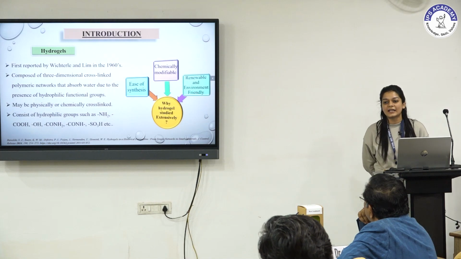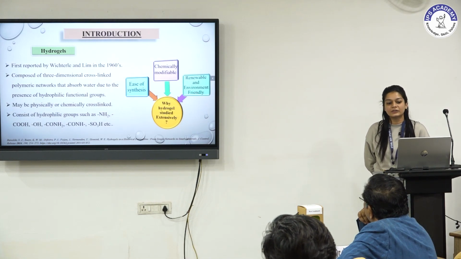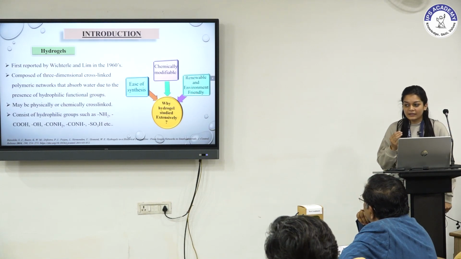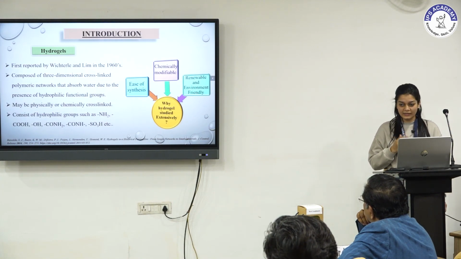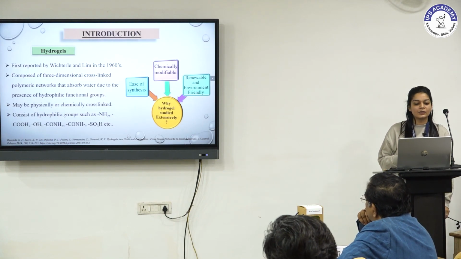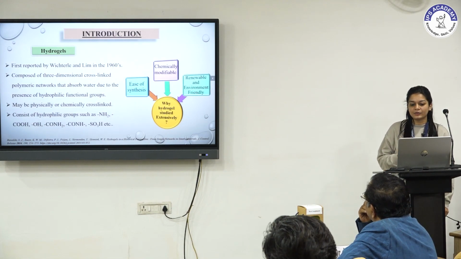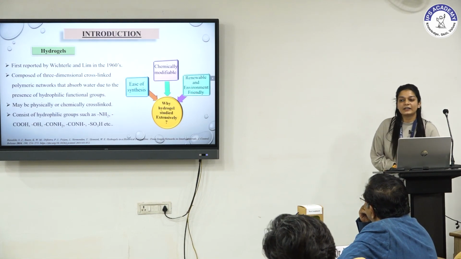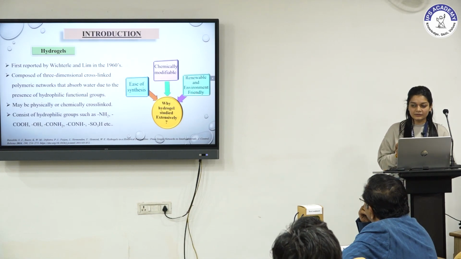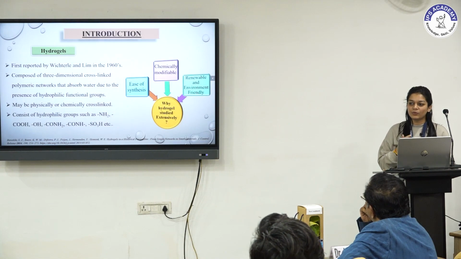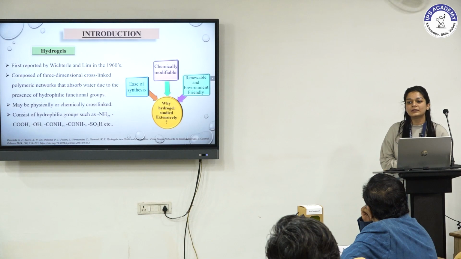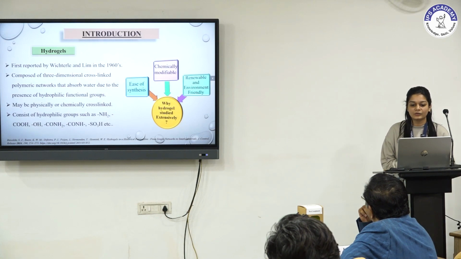Basically, hydrogel is a type of gel having a 3D crosslinked network composed of hydrophilic polymer chains, and it has the property of water retention due to hydrophilic groups. These hydrophilic groups can be amide, carboxylic, hydroxy, etc. Why the need for hydrogel, and why are these used extensively? Because the synthesis is easy, they can be modified by chemical methods, and they are obtained from renewable sources, hence they are environment friendly also.